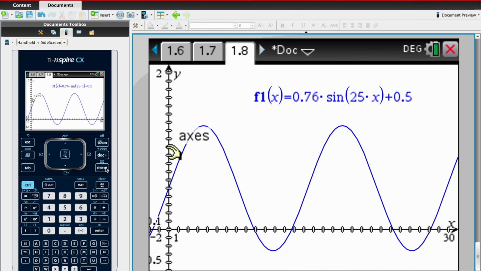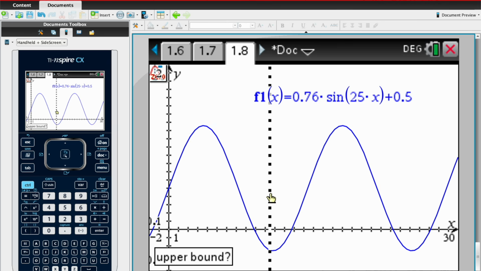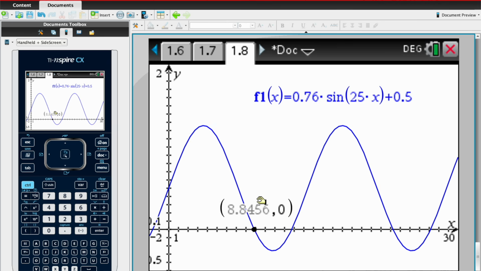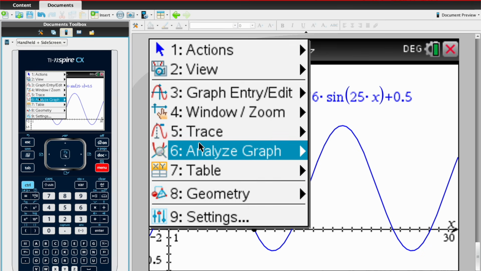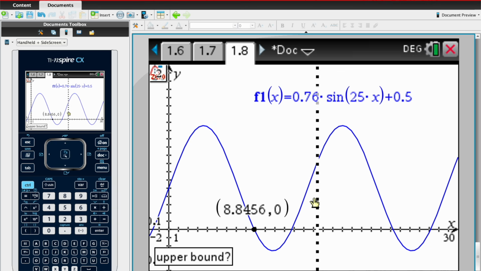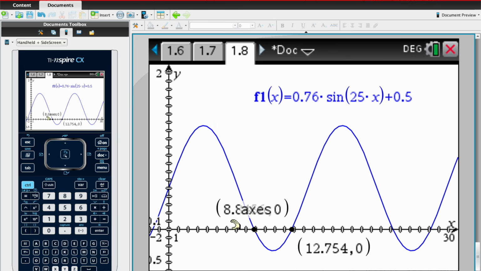So let's find the zeros. So these points, these intervals right here. So analyze graph, 0. So at 8.84 hours, that's after this point, the water line is briefly below the road, all the way up until 12.754 hours. Find the difference between these two, 12.754 and 8.8456, and we can find the length of this first interval. So let's actually go ahead and do that.